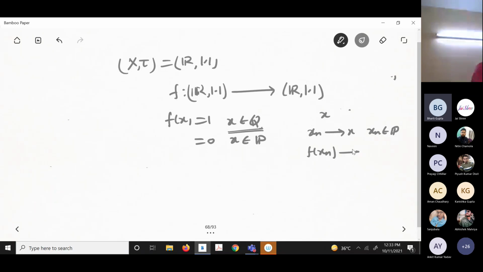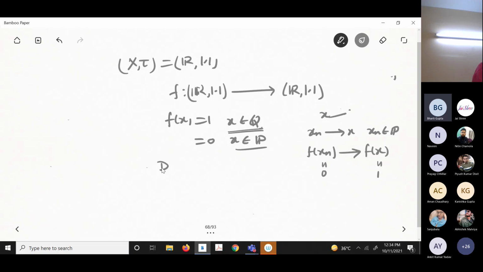f(xn) goes to f(x), but here anyway I am taking a metric space, that's not a problem. Now xn is irrational, so f(xn) is 0. So everything is 0, and by the uniqueness of limits of convergent sequences in a metric space, it should go to 0, but x is rational, so f(x) is 1. So you are getting a contradiction. Similarly, if you choose this, so this is discontinuous everywhere.